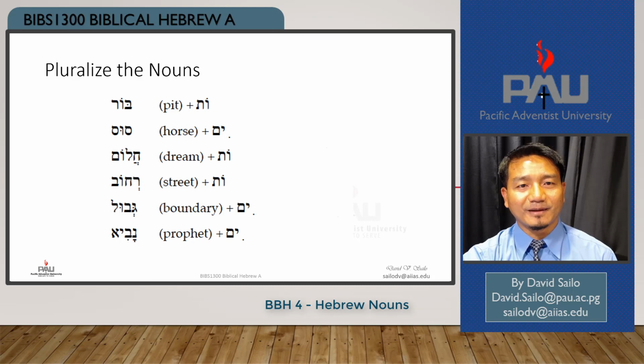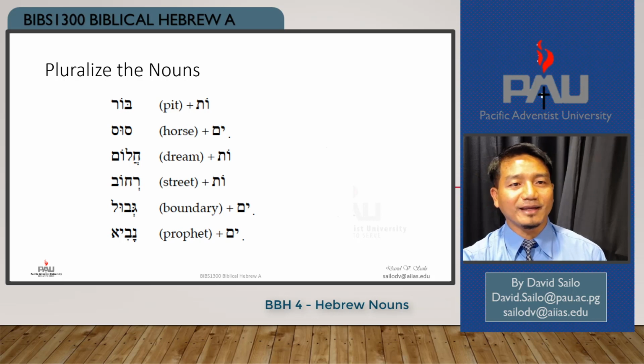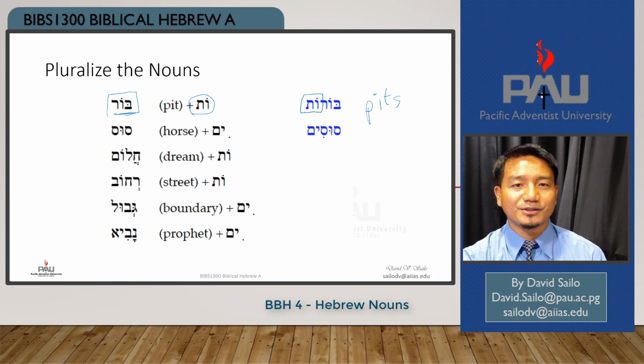Now let's have some guided practice. Let's try to add this ending to the noun and make it into plural. Well, it gives us a good hint here. We have bor, pit. How do we make it into plural? You need to add this one. So we have borot. You just add this one to the noun and make it into plural. This is pit, so this is going to be pits. How about sus, horse? We are going to add im, susim, right? And then we have horses.